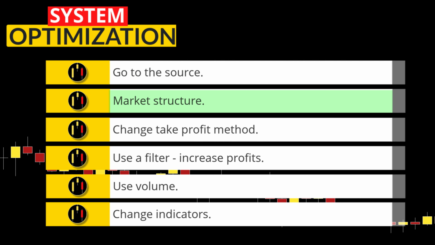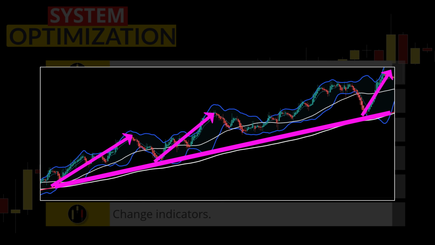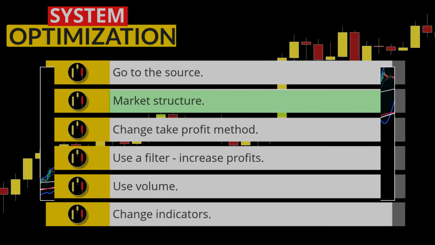Second, you can use market structure in the form of a trend line as an overall filter. Typically, price will react more violently off of these levels, and you can expect each setup to yield more profit.